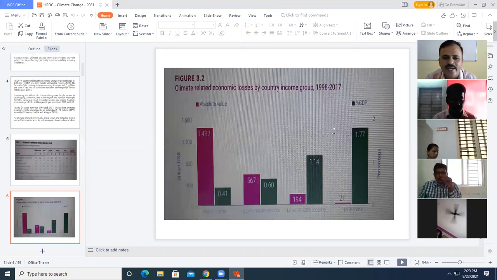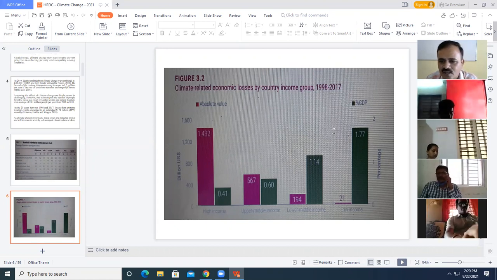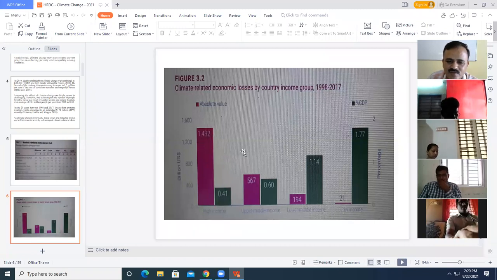And this bar diagram indicates the losses by country income group between 1998 and 2017, as we noted earlier. This diagram depicts both the absolute amount of loss and the percentage of GDP across the regions: high income, upper middle income, lower middle income, and low income countries. Though in terms of absolute value the high income countries' loss is higher, like 1,432 billion dollars, in terms of the percentage of GDP it is just 0.41.